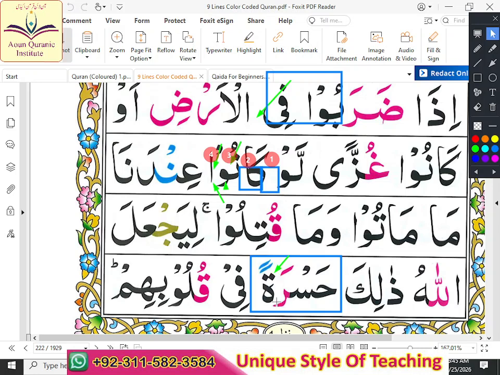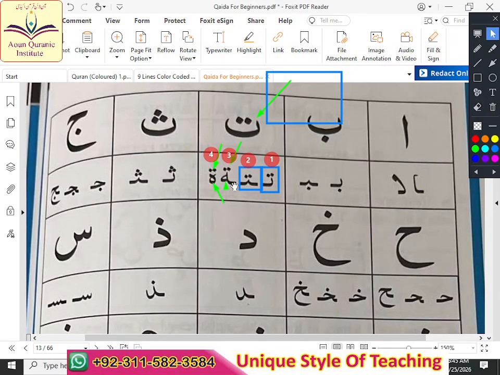What is this letter now? Ta. If we remove the dots, what will be left? It's got to be Ha. Yes, you're a genius. Let me say thank you. Okay, welcome. Mashallah.